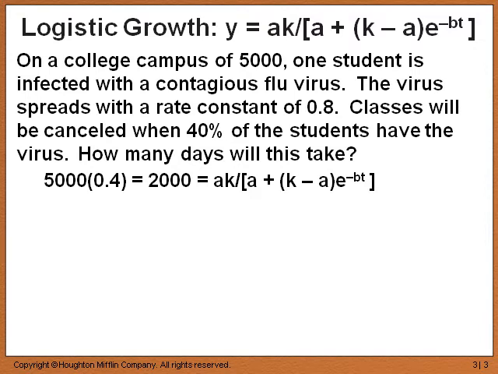So this is how we start. 5,000 times 0.4, 40%, is 2,000. So we want to see how many days it'll take to get 2,000 sick people on campus. We set that 2,000 equal to our model, which is AK divided by A plus K minus A times e to the negative bt. And from there, we simply plug in our numbers and find T. So once again, pause the video, try to do that on your own to get T, and then resume when you have an answer.